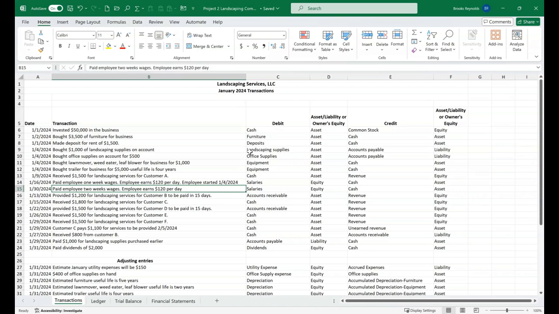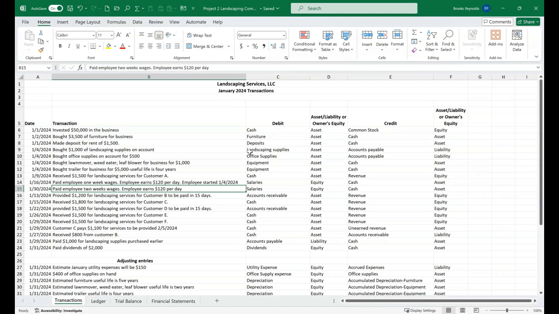So as we go through this, I want you to think about this business. If you're going to be a landscaping business, what are you going to do? Well, they're going to cut grass and fertilize and provide services, provide mulch, things like that. So, if you're going to provide those kind of services, what do you need?